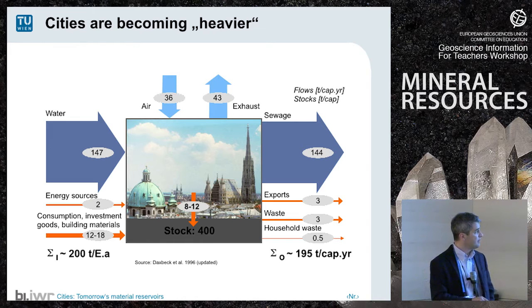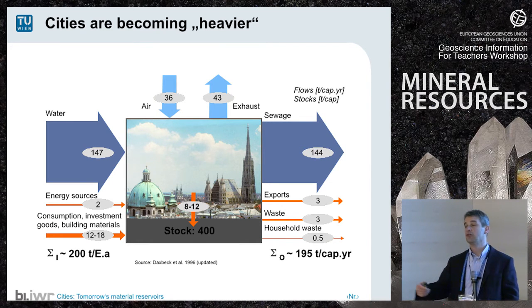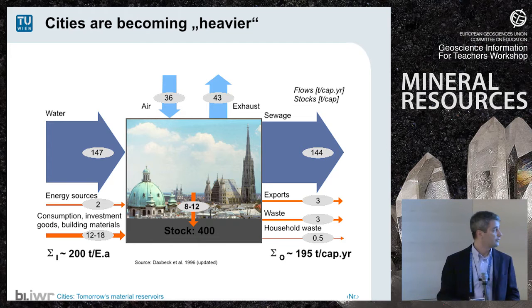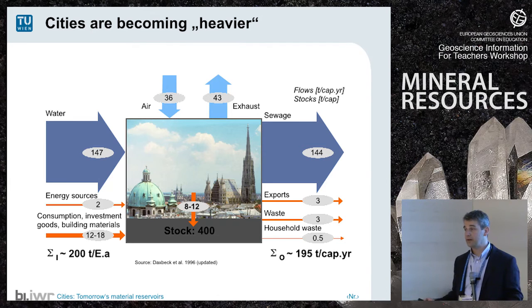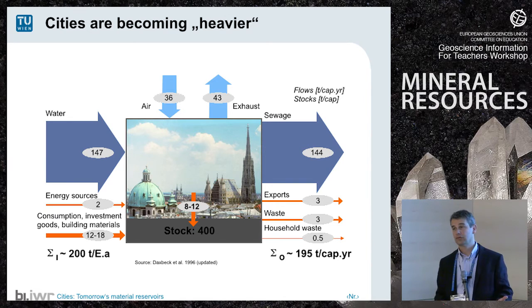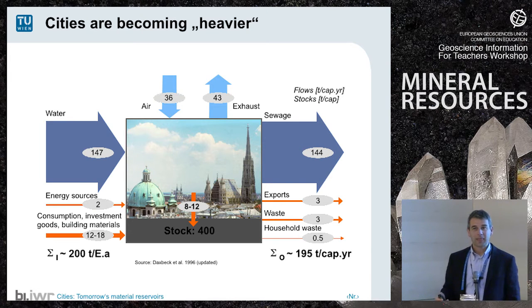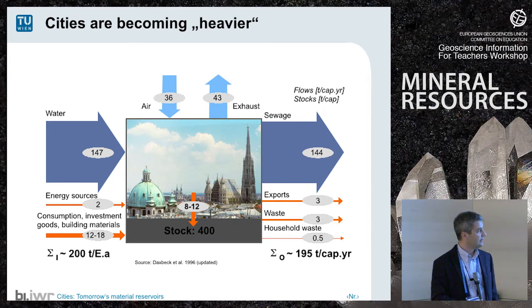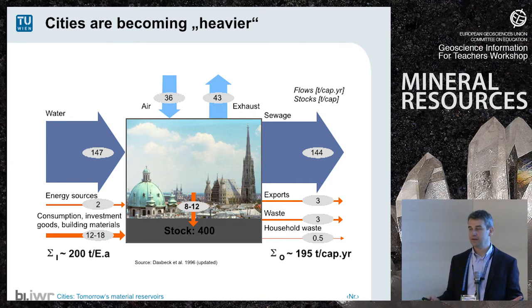And as you can see, the input of solid materials is quite large compared to the output of solid materials, so we have a net stock increase. So around 10 tons per capita per year is added to the already existing stock that we have estimated to be around 400 tons for each Viennese person. Again, you can imagine 400 tons, quite a big amount. And 10 tons are added each year, so in 40 years, Vienna would be twice as heavy as it is today.